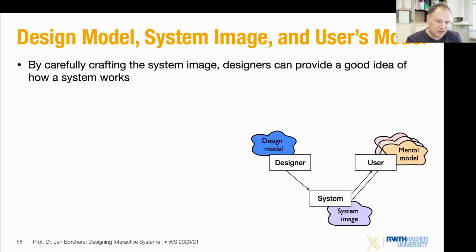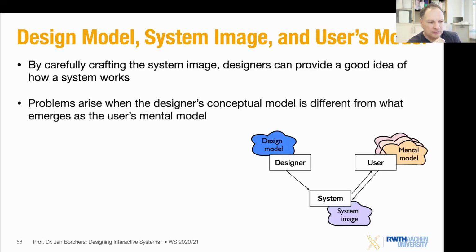But if your system image somehow isn't perfect, if this illusion that you create breaks at some points, then the user won't be able to form a consistent mental model of how the application works and how to use that interface. So when the conceptual model that you had in your head, the design model, is different from the conceptual model that the user forms of the system, then you have a problem. Let me give you an example of that.